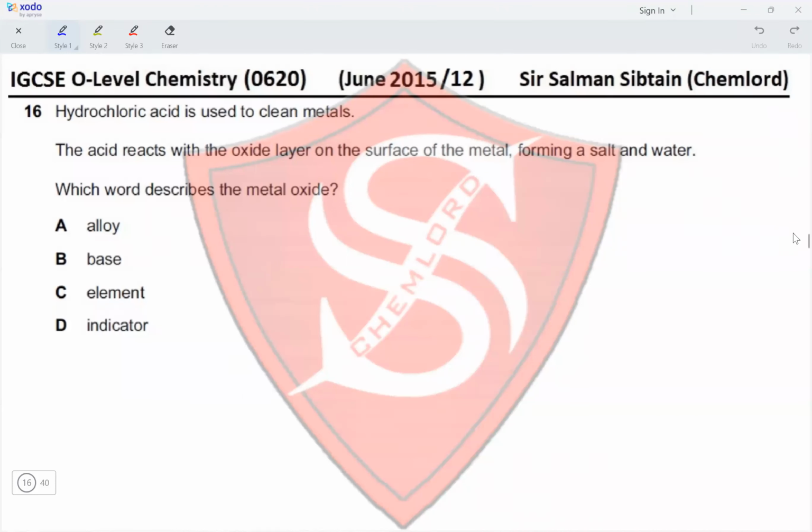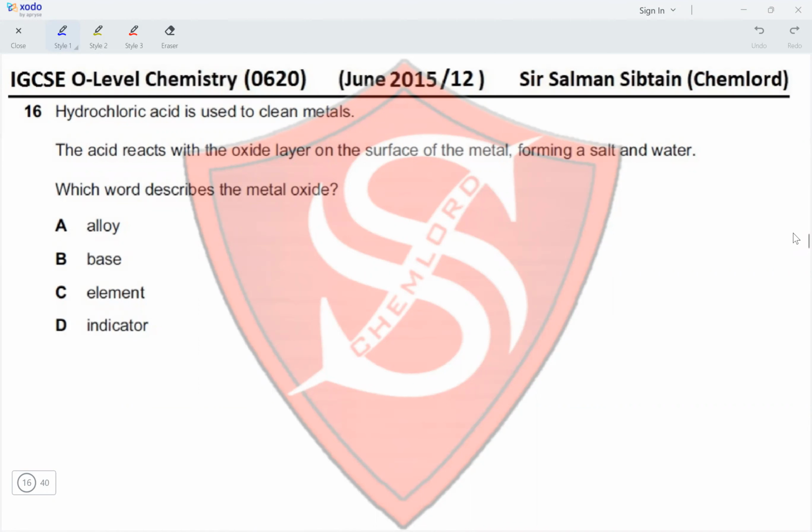Question 16. Hydrochloric acid is used to clean metals. The acid reacts with the oxide layer on the surface of the metal, forming a salt and water. Which word describes the metal oxide? Now, since the metal oxide is reacting with an acid, it has to be a basic oxide.